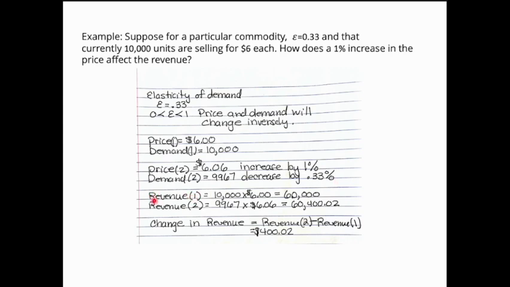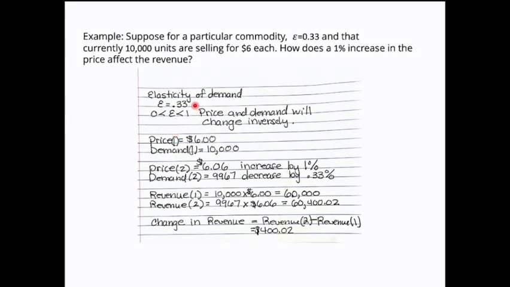Now, to find the revenue before the change, we're going to take the demand times the price. That's how much revenue we would have, and that's 60,000. If I want to find the revenue after the change, then I want to take the second demand and multiply it by the second price. So that's going to give me 60,402 dollars.